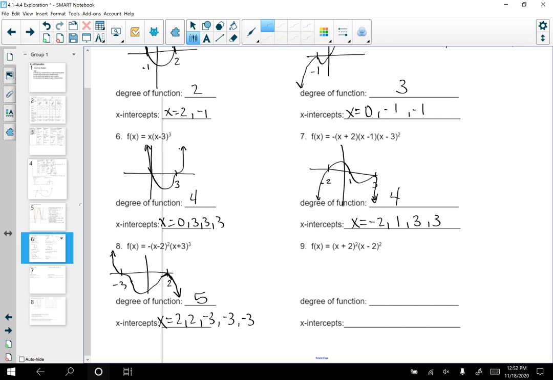Degree here is 4. And our x-intercepts are x equals -2 repeated twice and +2 repeated twice. So at both, I'm going to have turning points, and since it's positive, both ends will be up. There we go.